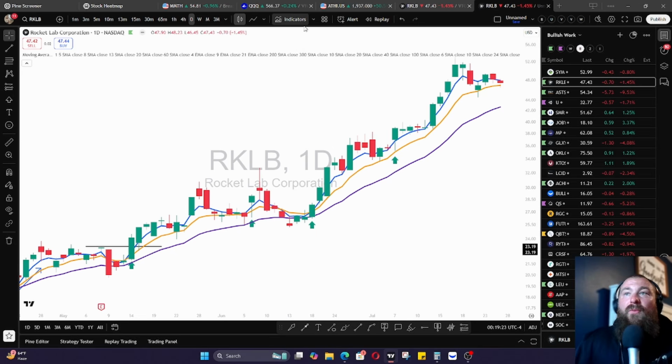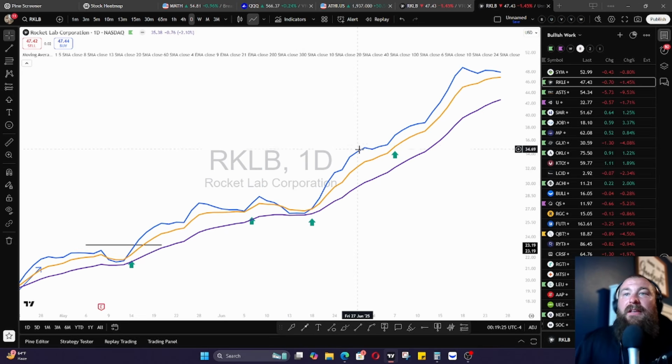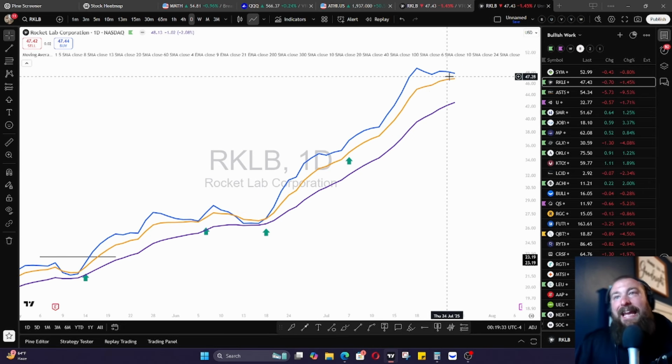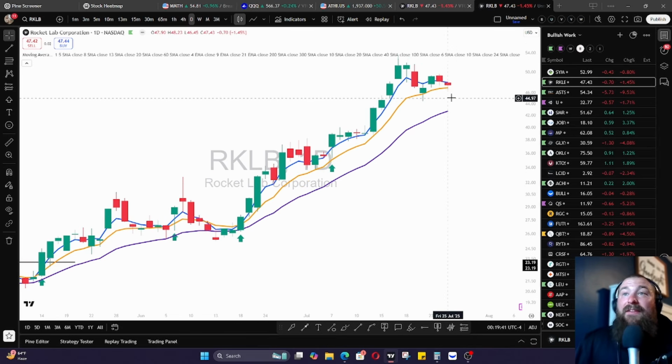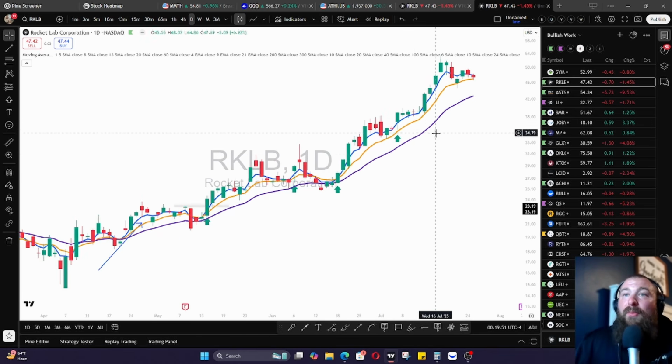The answer is no, because it has an upward bias. It has not really compressed. Is it compressing here? It's starting to compress, but it has not really compressed. Now, if this ticks up tomorrow and it takes out 1, 2, 3, 4, 5, 6, 7 days, then I think that probably would count.